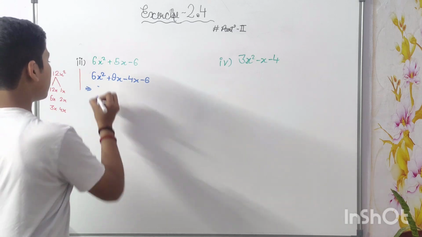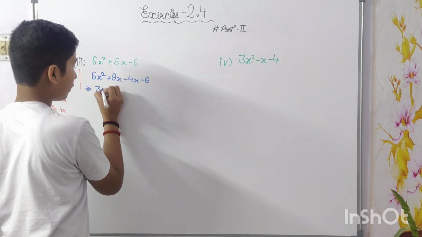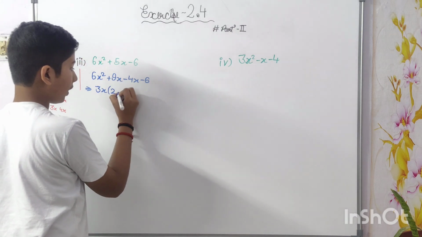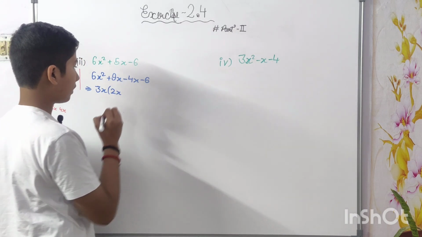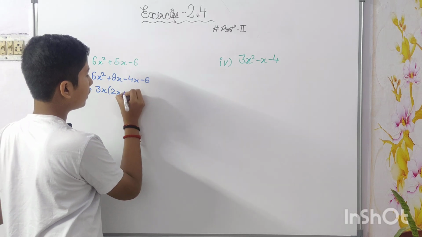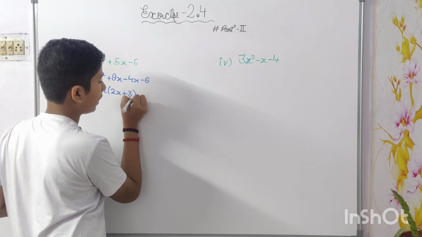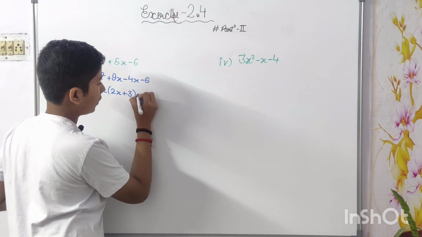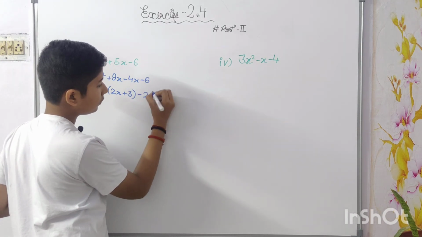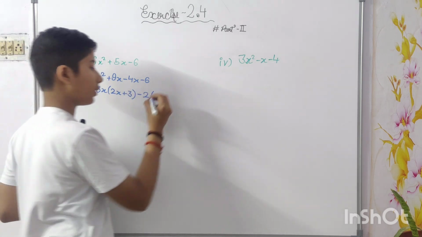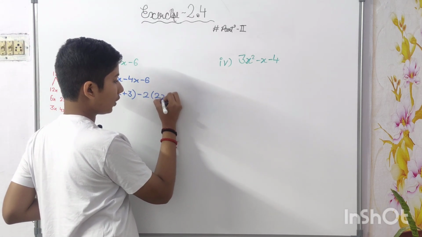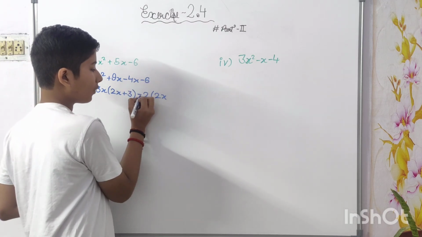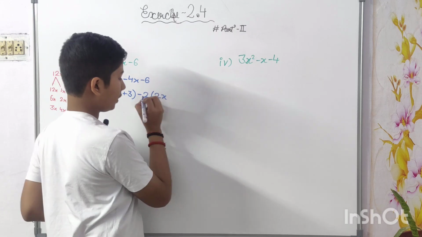Okay. Now 6x square and 9x. What can get common? 3 is common. And x is also common. So 3 to the 6. And x into x is x square. So x has come as it is. Now 3x into 3 is 9x. Now here what is common? 2 is common. So minus 2 we have taken common. What will be left? 2x. Because minus 2 into 2x is minus 4x. So we have to take the care of symbol.